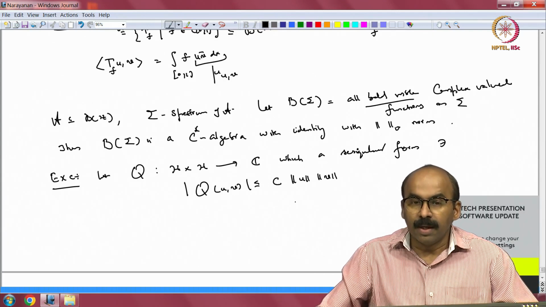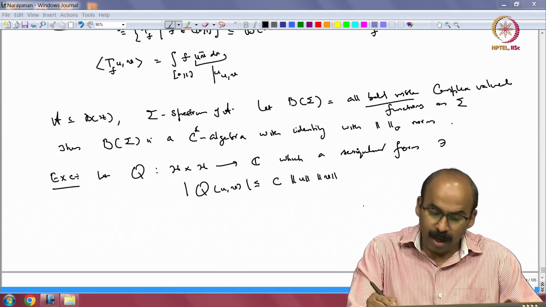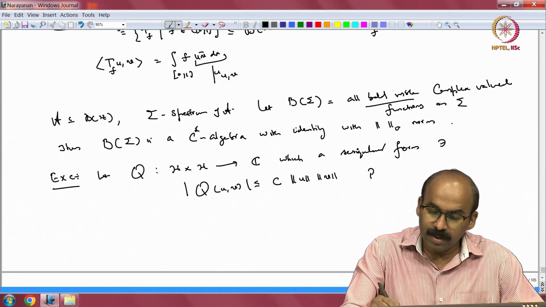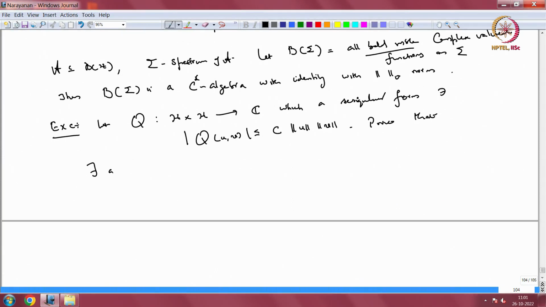So, if you have a sesquilinear form which is continuous, then prove that, this is easy. So, prove that there exists a bounded operator T from H to H such that Q u v is actually equal to the inner product of T u with v.